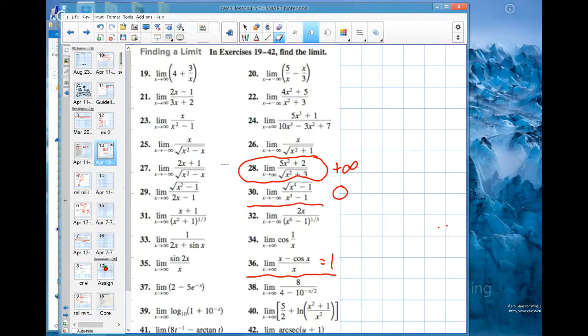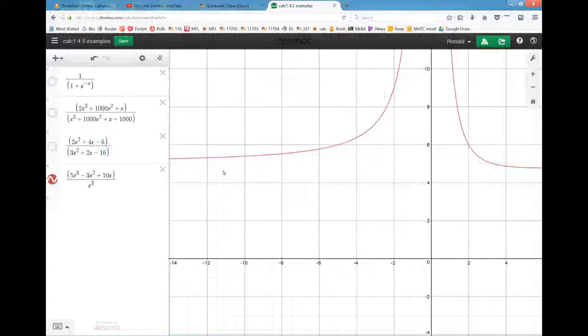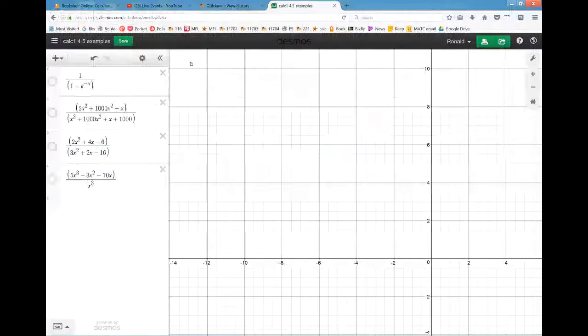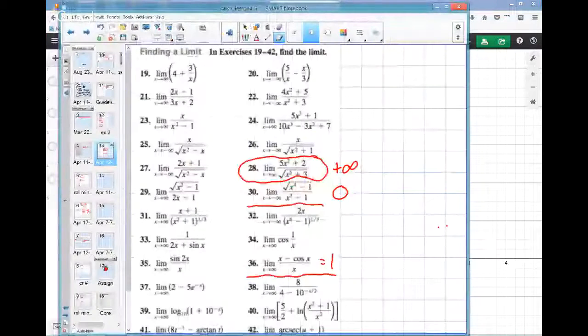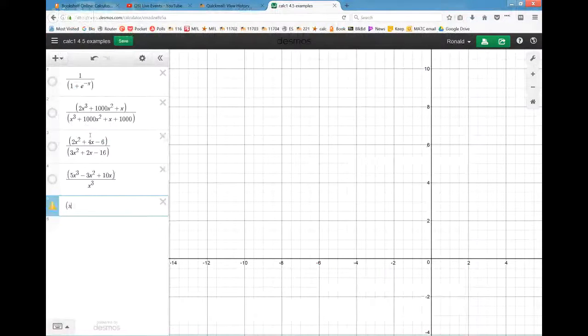Let's go back to Desmos. Okay, what was that problem again? X minus cosine X, and that's all over X. Okay. X minus cosine X.